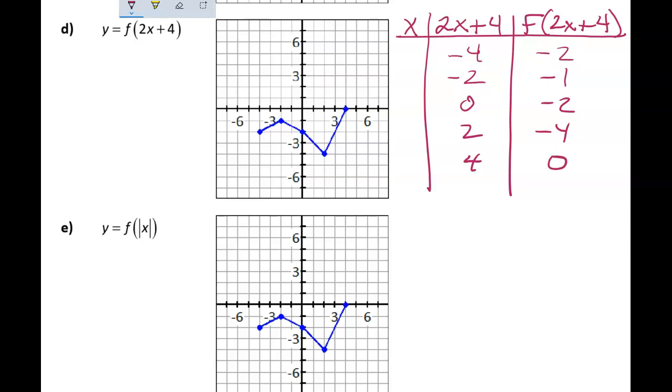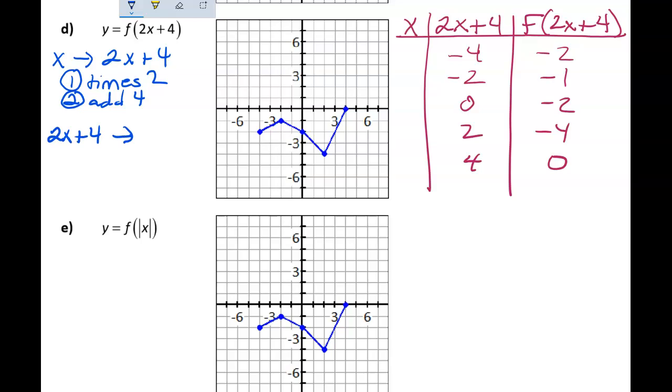So now I want to think carefully about the operations required to get from x to 2x plus 4. If I go from x to 2x plus 4, number 1, I have to multiply times 2, and then secondly, add 4. So if I'm going in the opposite direction from 2x plus 4 back to x, I'm going to accomplish this by undoing those operations and undoing them in the reverse order. So I'm going to start with add 4. I can undo that by subtracting 4. And I can undo times 2 by dividing by 2.